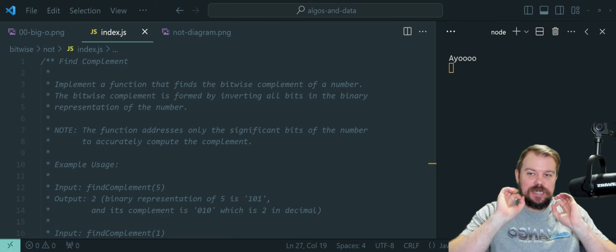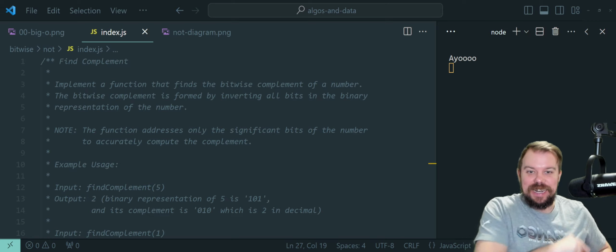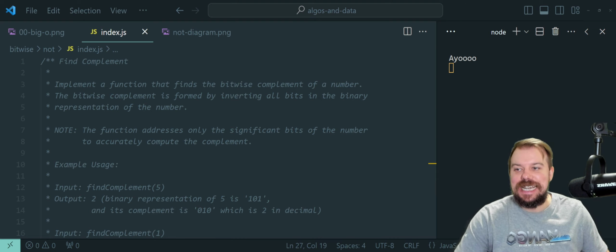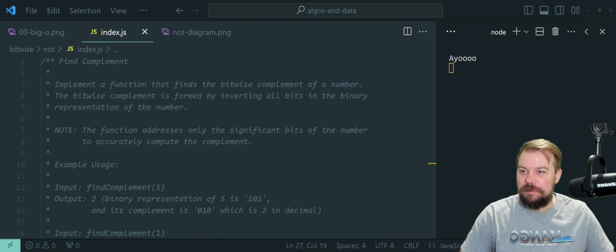So get ready to see how a simple tilde can flip your programming perspective. Let's code our way to the essence of binary brilliance.